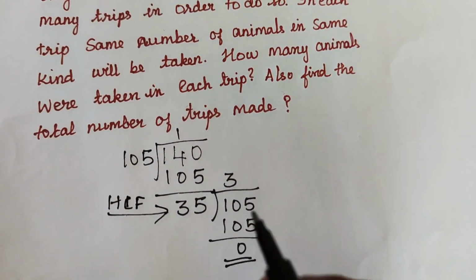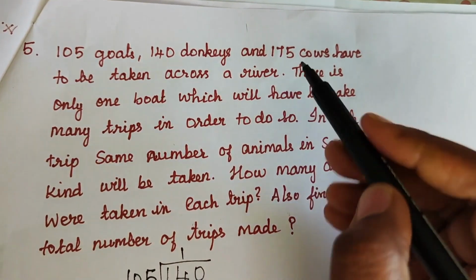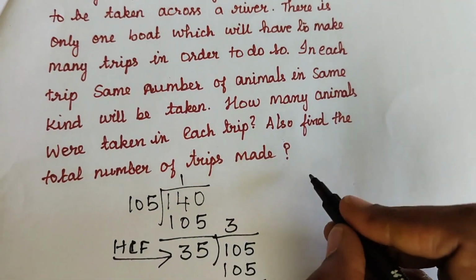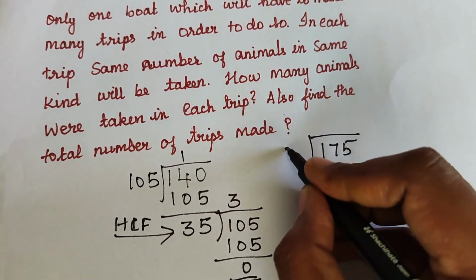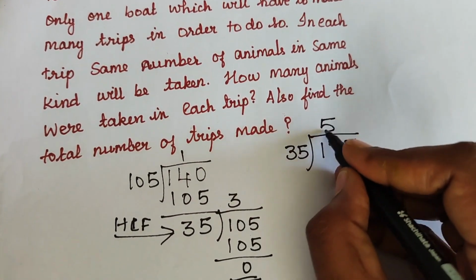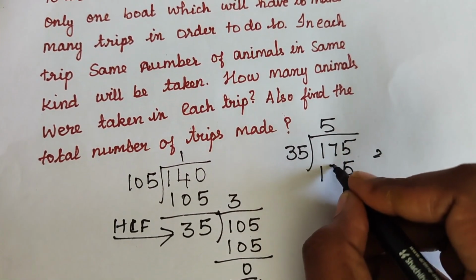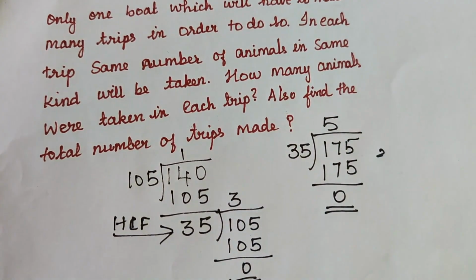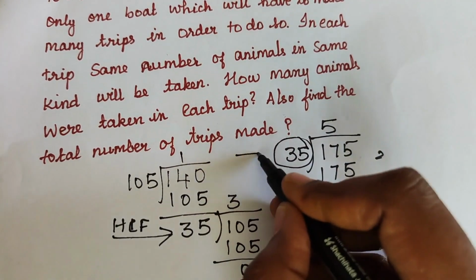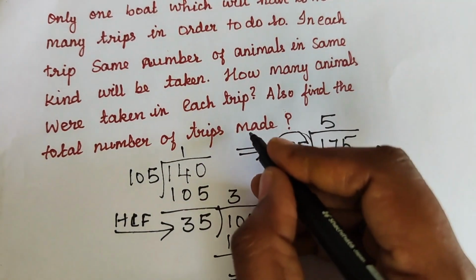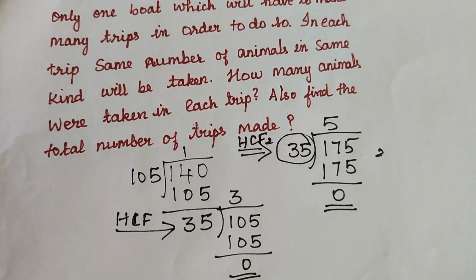So the rule says find the HCF between the first HCF and the third number. The third one is 175 cows. So HCF of 175 cows and 35. 5 times 5 is 25, 2 balance; 5 times 3 is 15 plus 2, 17. So we get remainder 0. When you get remainder 0, that divisor is the HCF. So this is HCF 2. So HCF 2 is the final HCF.